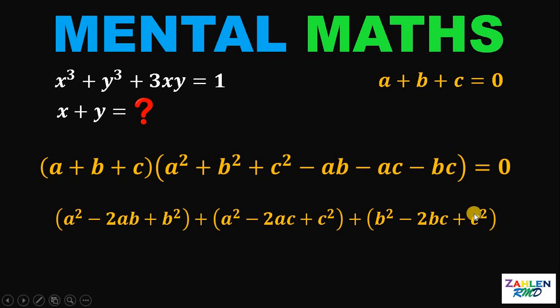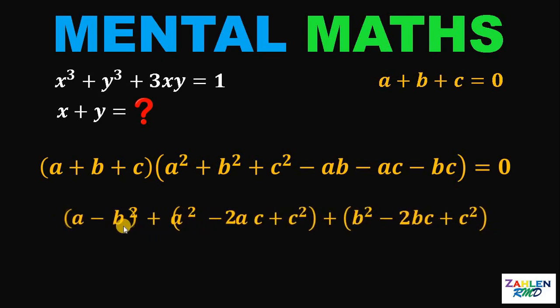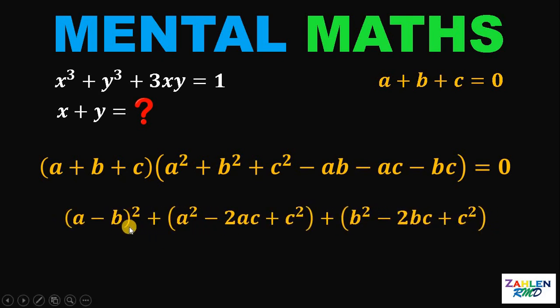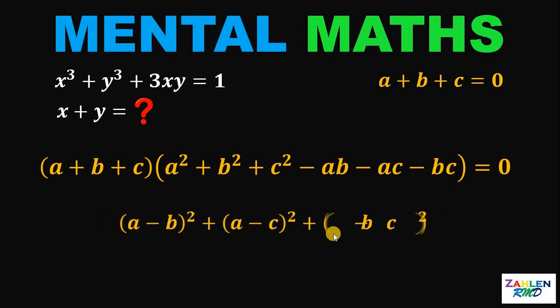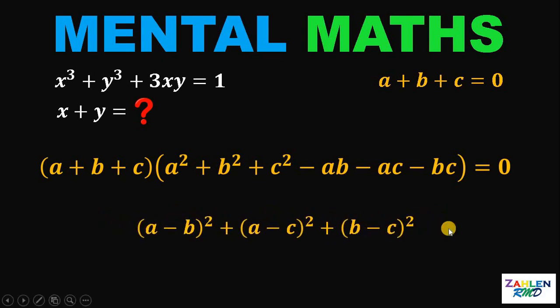Now, a squared minus 2ab plus b squared is a perfect square trinomial, and this can be factored as a minus b quantity squared. Also, this a squared minus 2ac plus c squared is a perfect square trinomial, and this can be factored as a minus c quantity squared. And of course, the last one can be factored as b minus c quantity squared.